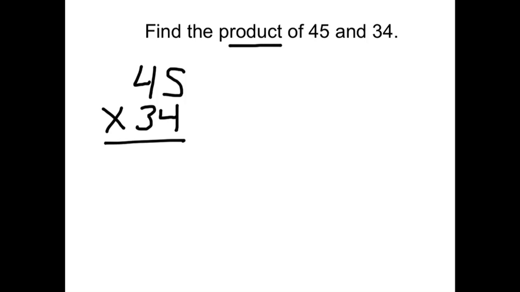Alright, so here's a little bit tougher one. We got two-digit numbers being multiplied. When we see the word product, that means we need to multiply. So the traditional way would be to write 45 times 34. And to start off, we need to multiply that 4 in the ones place times both of these numbers above. So 4 times the 5 is 20, so I put a 0, carry the 2. 4 times the 4 is 16, plus the 2 is 18, making 180.